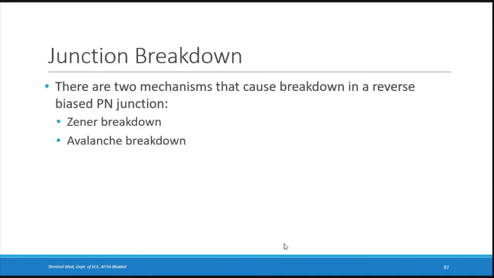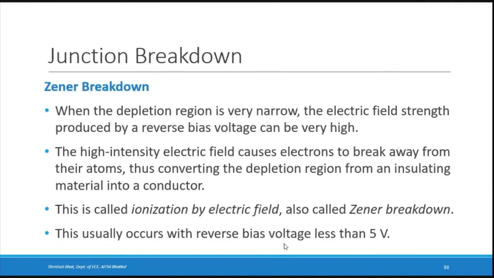Before we go into the Zener diode, we will see what are the different breakdown mechanisms that can happen in a PN junction. There are actually two types of breakdown that can happen. One is Zener breakdown, the other one is avalanche breakdown. Zener breakdown normally happens when the reverse voltage applied to the PN junction is less than 5 volts.